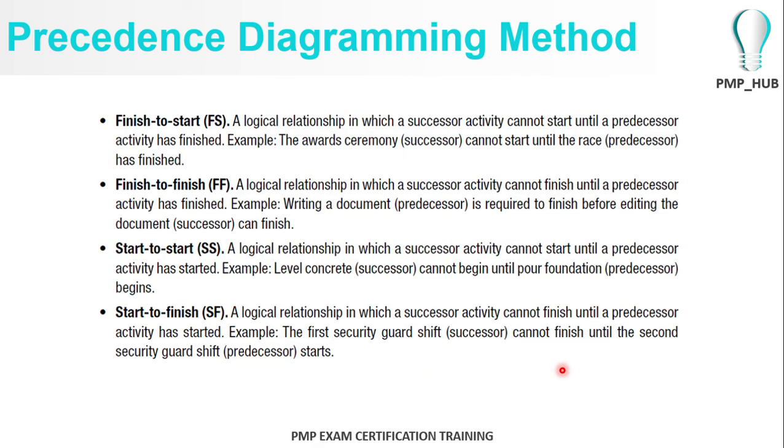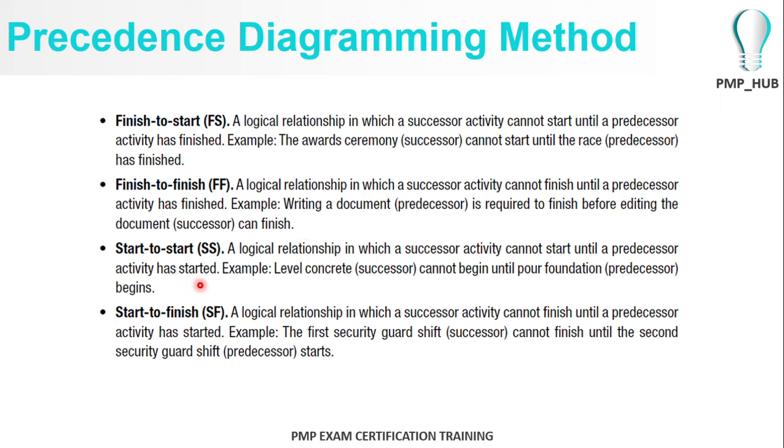Here are some examples given in the PMBOK. Again, finish to start: an award ceremony is a successor activity. The award ceremony cannot start until the race, the predecessor activity, has finished. So for the award ceremony to start, you have to finish the race first. Finish to finish relationship from the PMBOK: to write a document, the predecessor activity is required to finish before editing the document. The successor activity can finish.